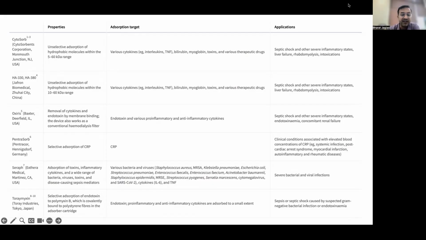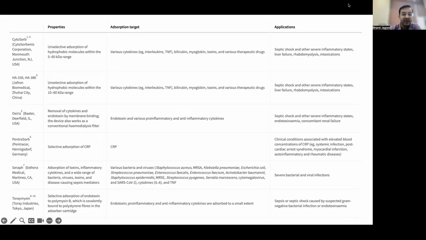Then we have the Seraph. This is very interesting. It causes adsorption of toxins, inflammatory cytokines, and a wide range of bacteria, viruses, and disease-causing sepsis mediators. So it could also be used for adsorption of various bacteria and viruses like Staph aureus, MRSA, Klebsiella pneumoniae, E. coli, Streptococci, Enterococcus faecalis, faecium, Acinetobacter, Staphylococcus epidermidis, and Streptococcus. Then various cytokines like IL-6 and tumor necrosis factor. It could be used in severe bacterial and viral infection.